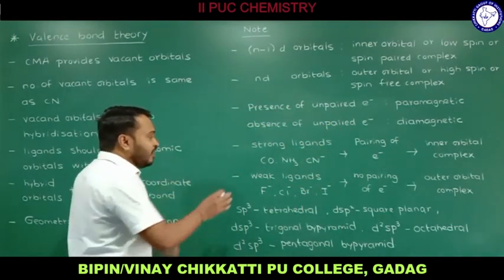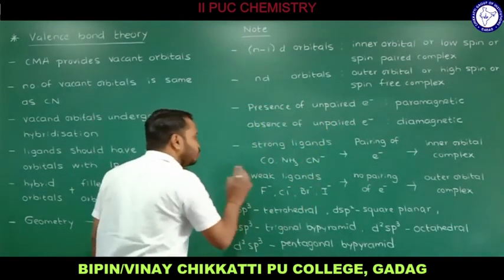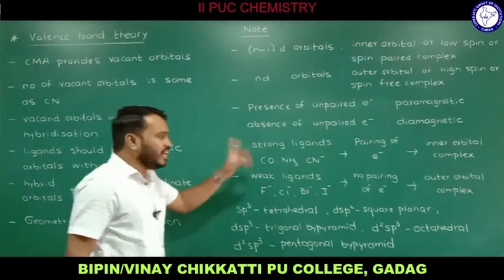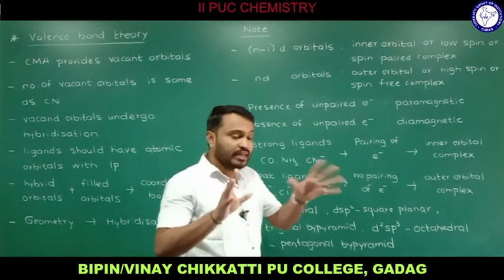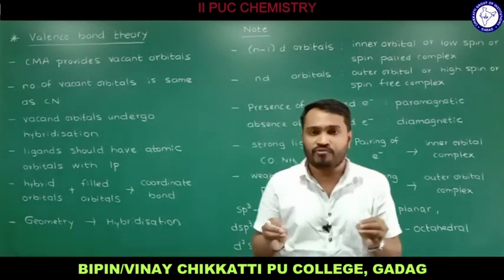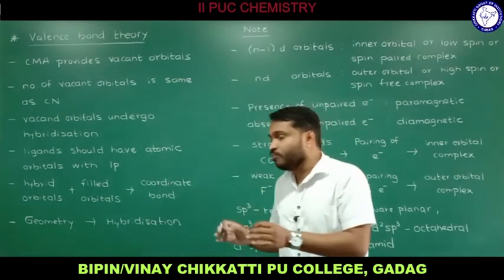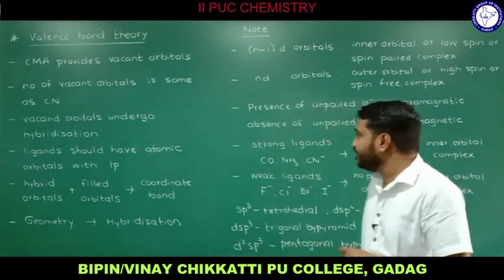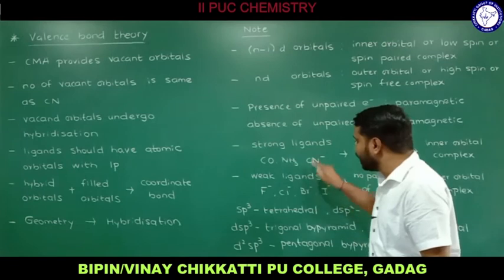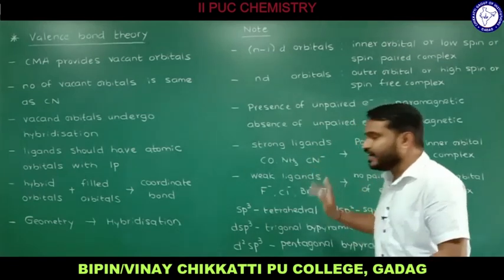So here I classify ligands into two types: one is strong ligand and the second one is weak ligand. The ligands which contain lone pairs of electrons, which have filled orbitals, are going to overlap with the hybrid orbitals, so that the coordination bond is formed. The same ligands I classify into two types: strong ligands and weak ligands.